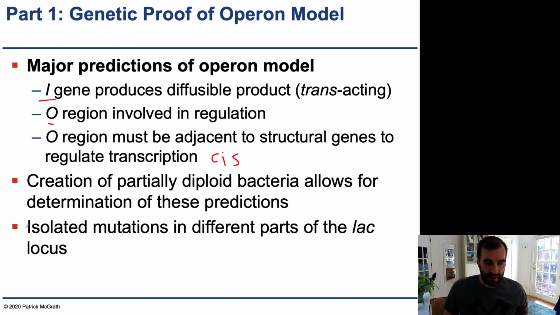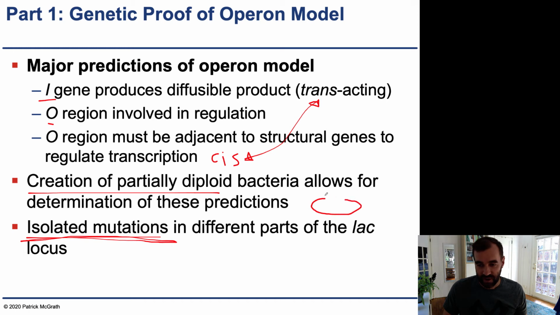And so how do they test this model? There are two primary ways. One, they isolated mutations in different parts of the lac locus, and they assayed the effect on the regulation. And then they also created partially diploid bacteria in order to compare the cis versus trans regulation. We'll see how they did that in a second. Just remember, a merodiploid bacterium, typically the way you create that is that you have a plasmid that also contains a gene or a part of DNA of interest.